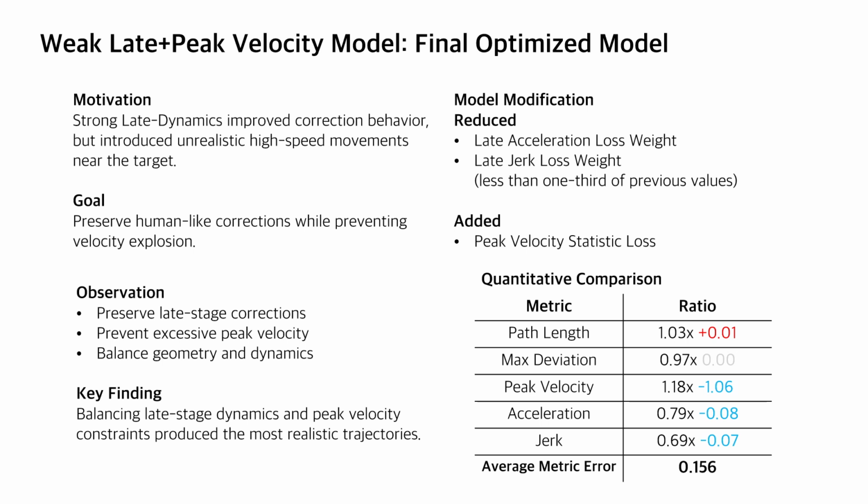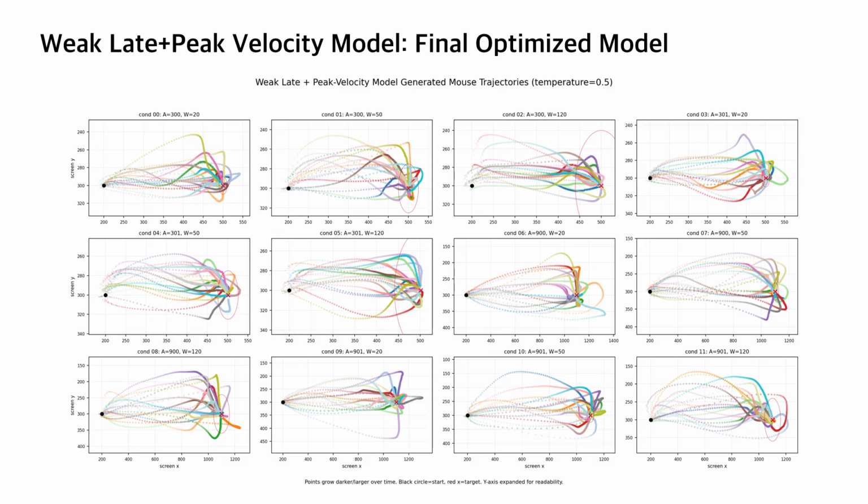Also, the final average metric error decreased to 0.156, which was the best result obtained in this study. These results indicate that a balanced combination of trajectory geometry and movement dynamics is essential for generating realistic human-like causal trajectories. So this is our final model. I guess the path looks more twisted, so it's very similar compared with the other model.